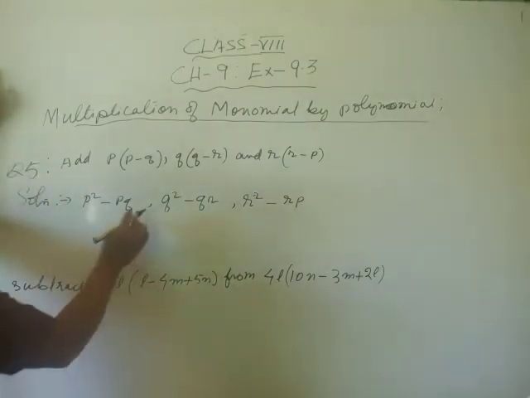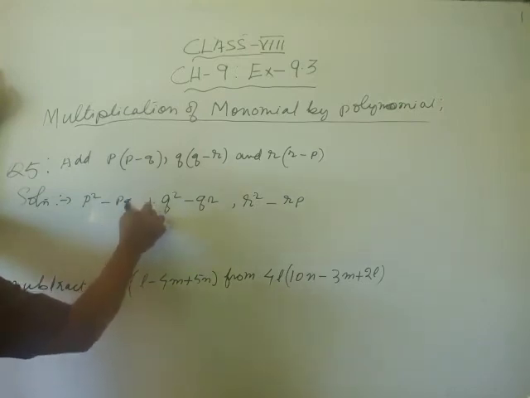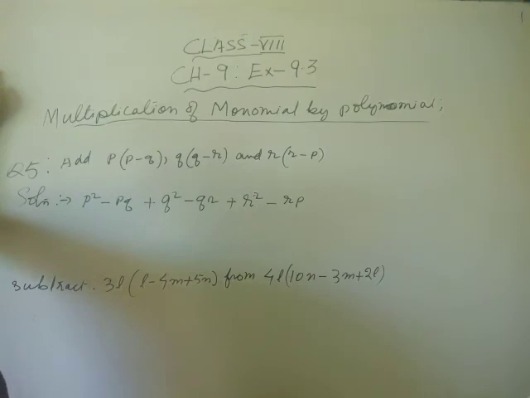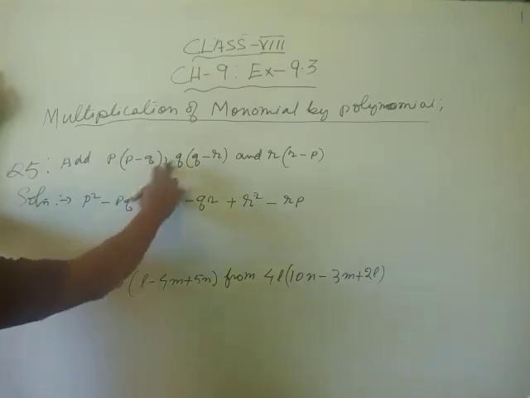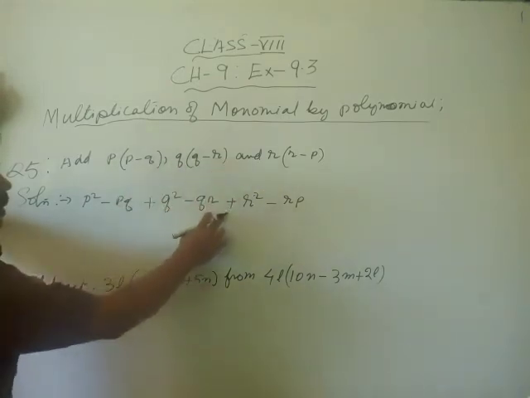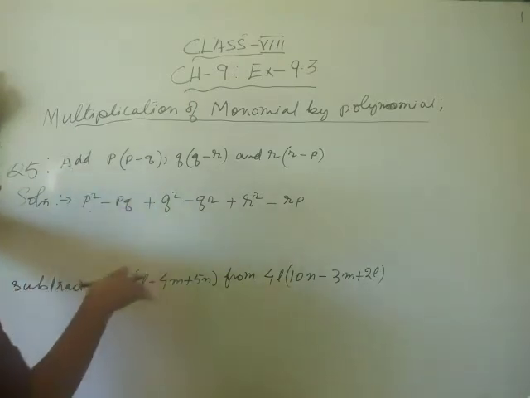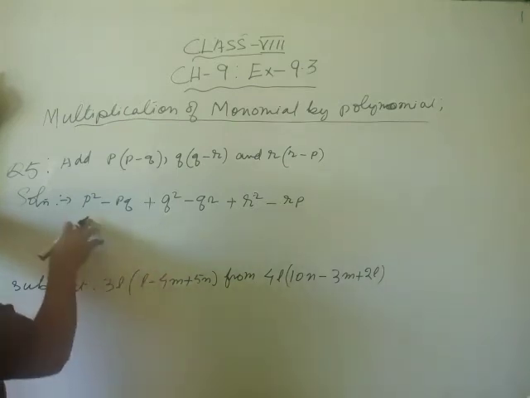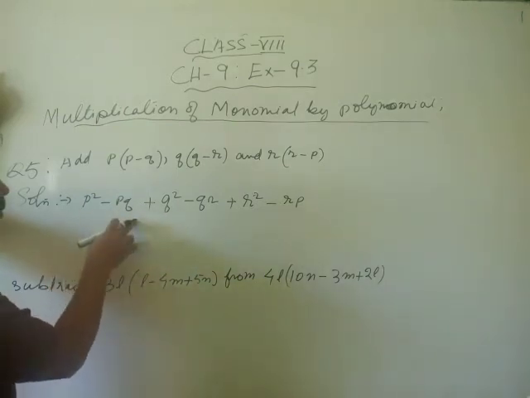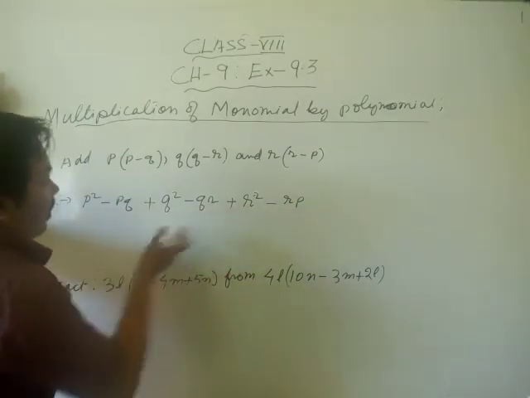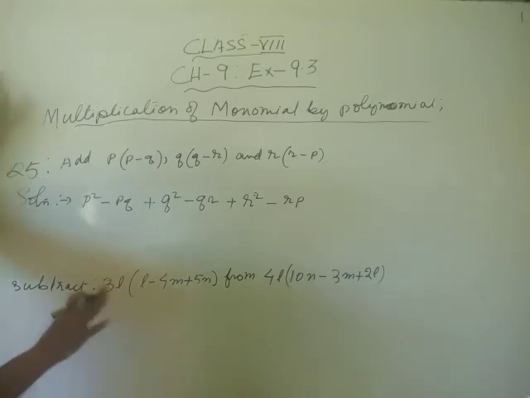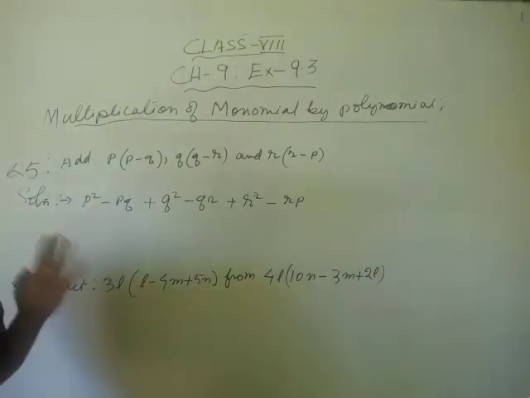So for adding, what I would like to tell you is that just replace the comma with a plus like this. Okay. Now next step, see, just replace the comma with the plus, because we have to add, isn't it? So by adding, you see here, are there any like terms? p square, pq, q square, r square, rp. So nothing is there. So I think here the solution is here.